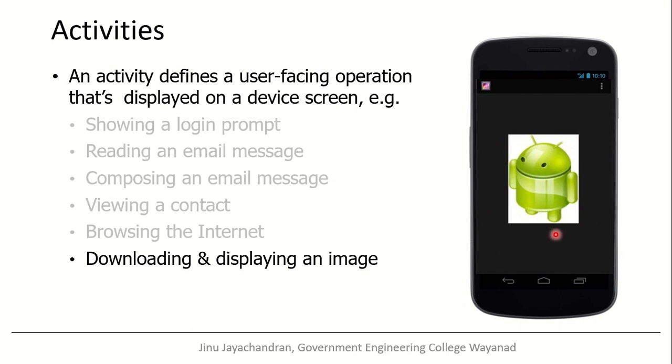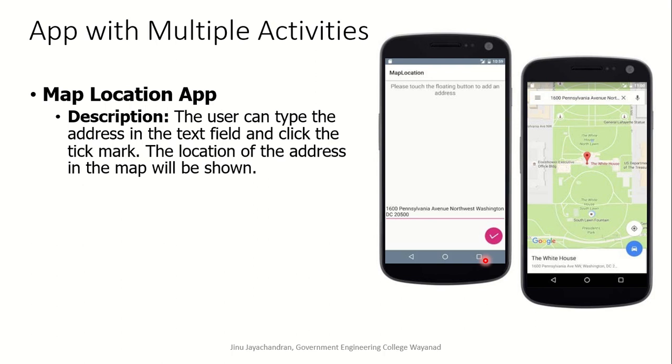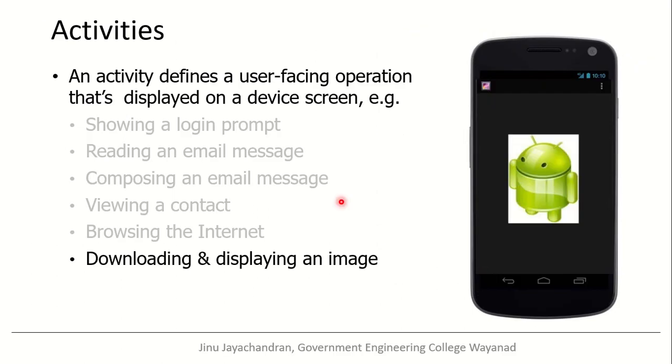This is an Android robot, and you can see that this has a totally different user interface from that of the other activities that we have mentioned. So this is a different type of activity. In these activities we show that each of these different applications has individual activities.